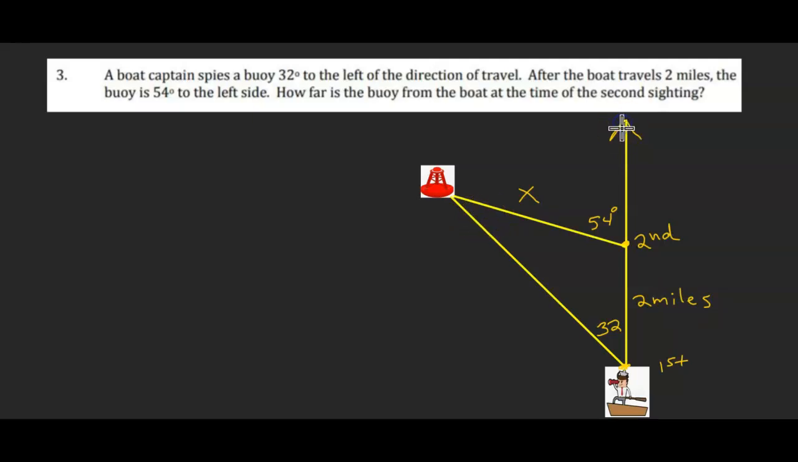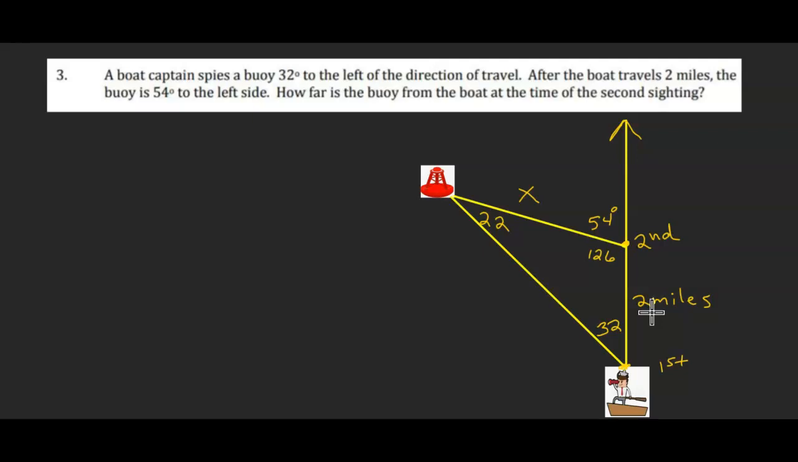If you remember, along a straight line, that's 180 degrees. So even though this 54 is outside of our triangle, we can find this just by subtracting from 180. So this angle in here will be 126. Now I have 2 of the 3 angles. If I subtract these 2 from 180, that's going to give me 22. And now I have an angle and its opposite side. So now I can just do a law of sines to solve this problem.